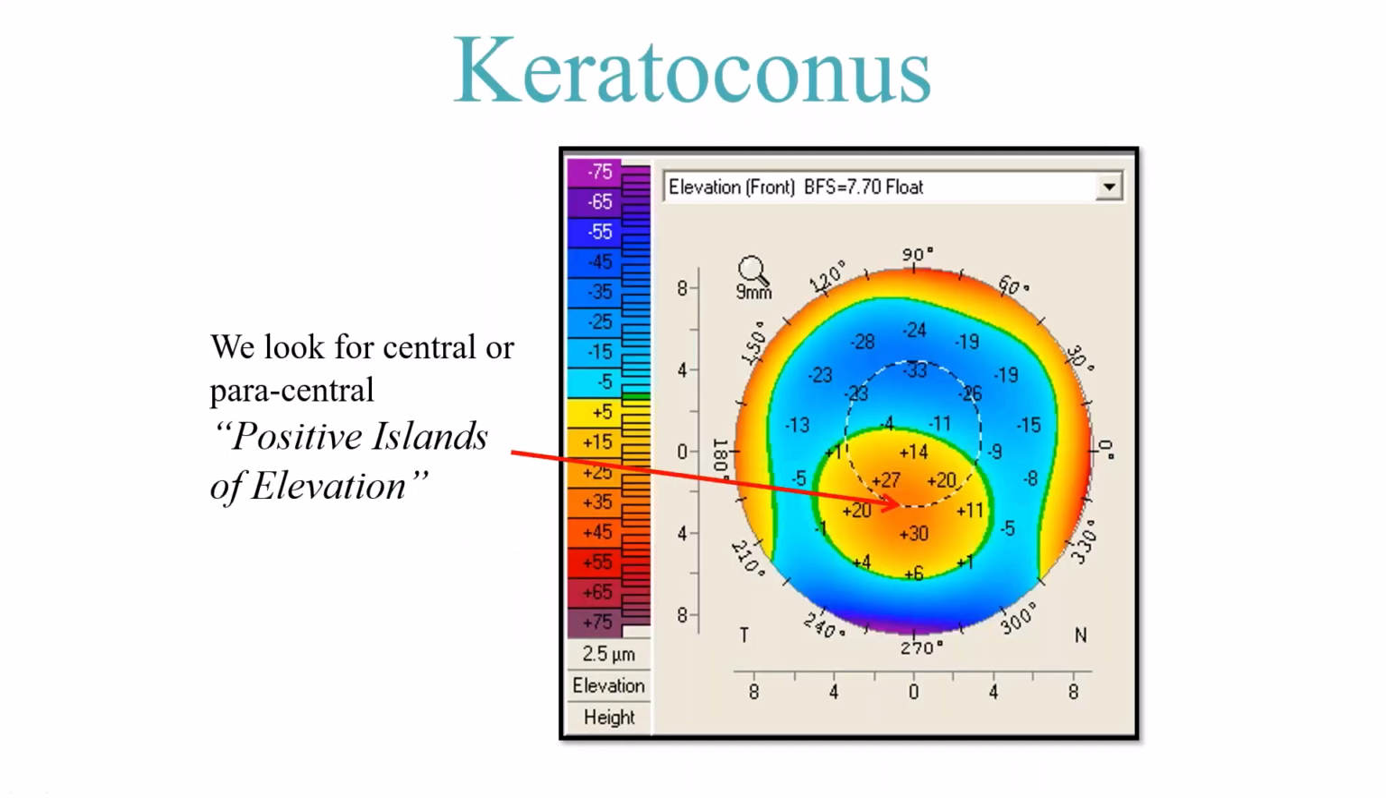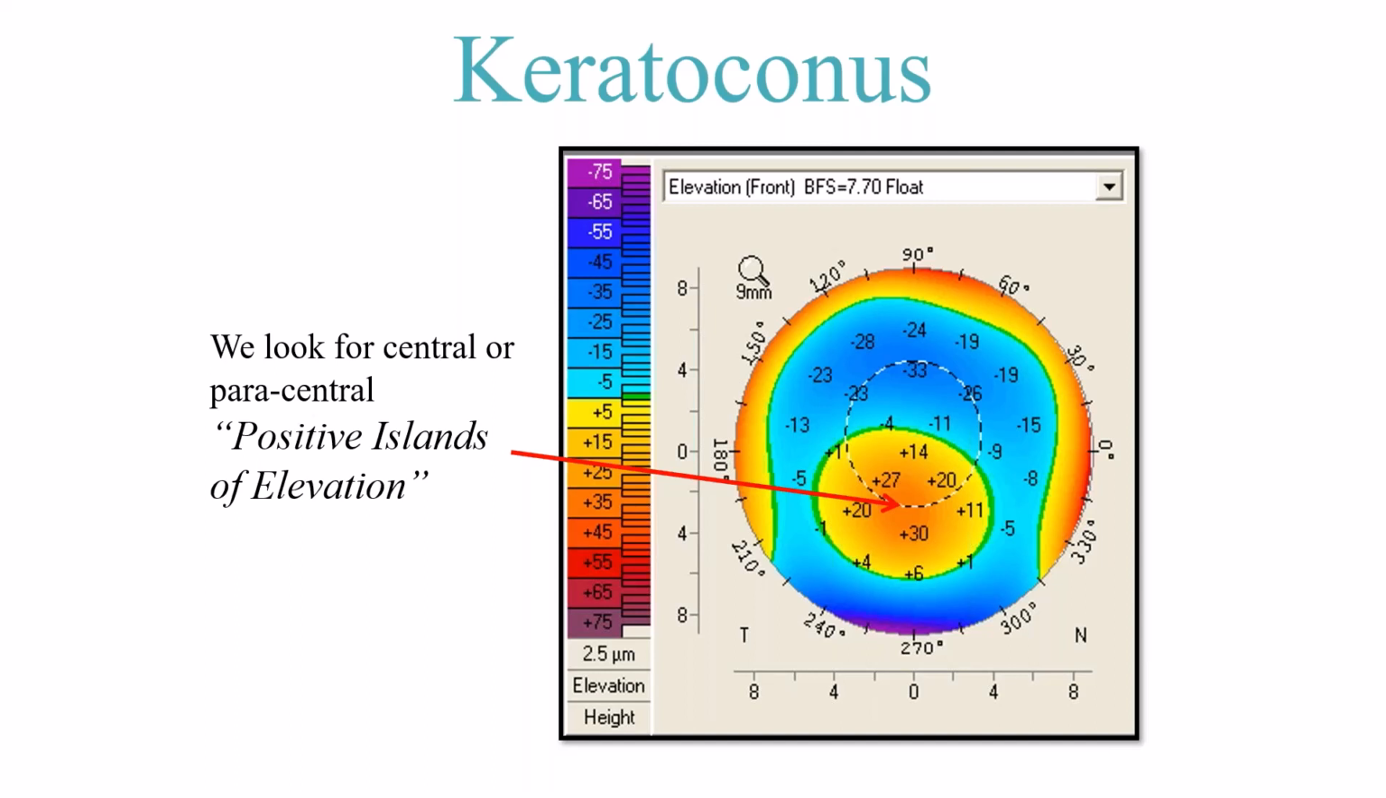And this is what we look for when we're screening for keratoconus. Again, we call this a positive island because you'll notice it's basically positive numbers surrounded by a sea of blue. Now, this is actually a patient scan, but you will almost never see a scan that looks this pure because almost everybody who has keratoconus also has high astigmatism. So you'll see these islands superimposed on an astigmatic pattern.